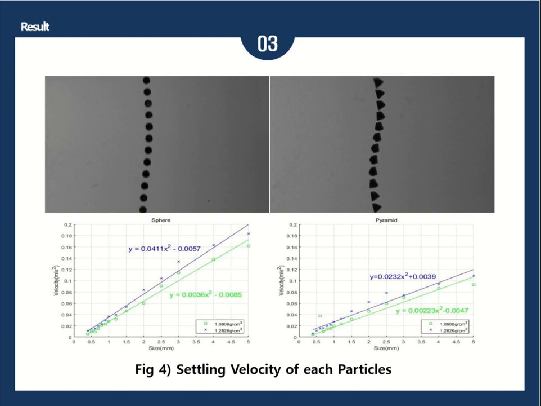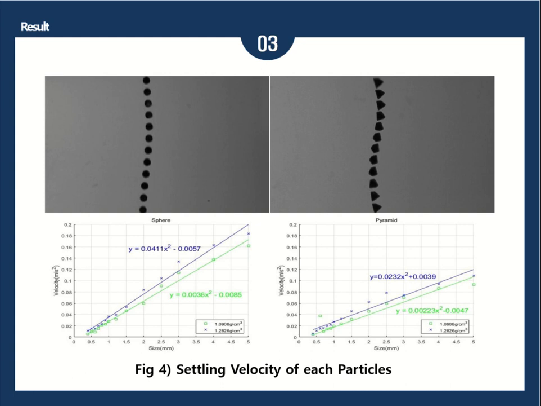And this is the result for settling experiments. As you can see in the figure, the larger the density and size of the spherical particle, the closer the trajectory was to a straight line. The pyramid-shaped particle settled in a trajectory that rotated and repeated curves.